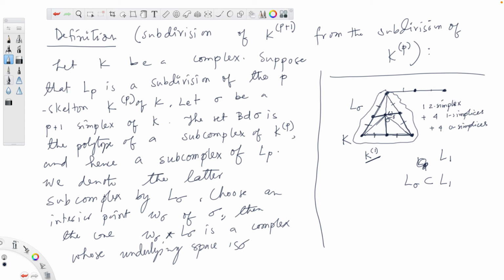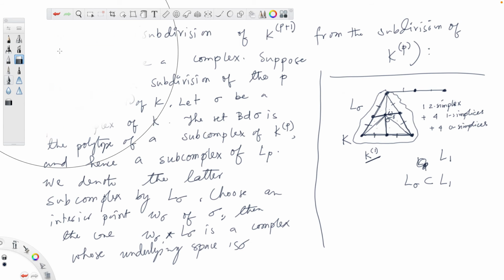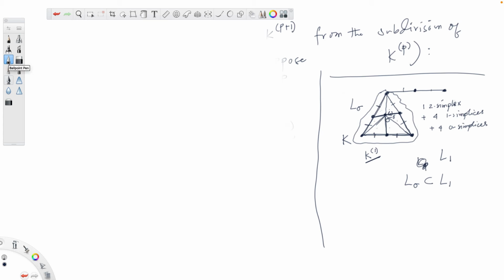So W sigma star L sigma is going to be the union of all these two simplices. How many two simplices are there? 1, 2, 3, 4, 5, 6. Six two simplices. And the union of all these six two simplices in this example is a complex whose underlying space is sigma, the two simplex that we started with. So this is how we get the cone, starting from an interior point of the two simplex. Let me erase this part of the definition. I still need the figure, so I keep it intact.